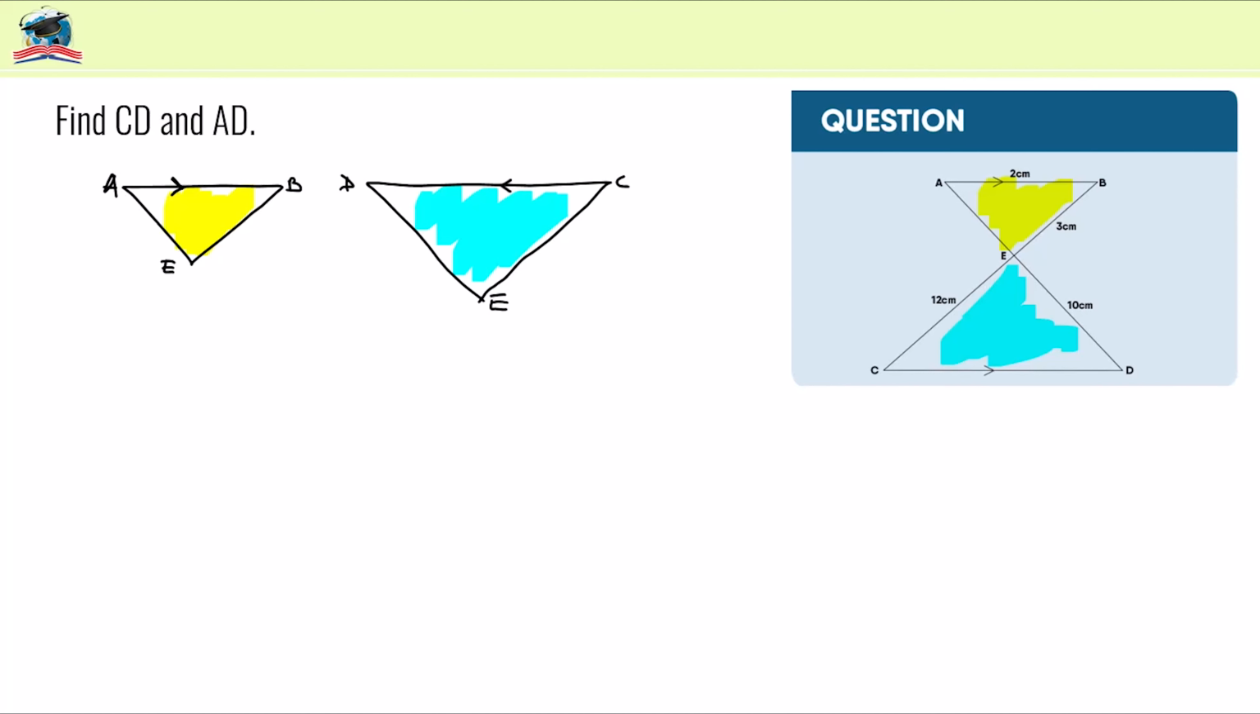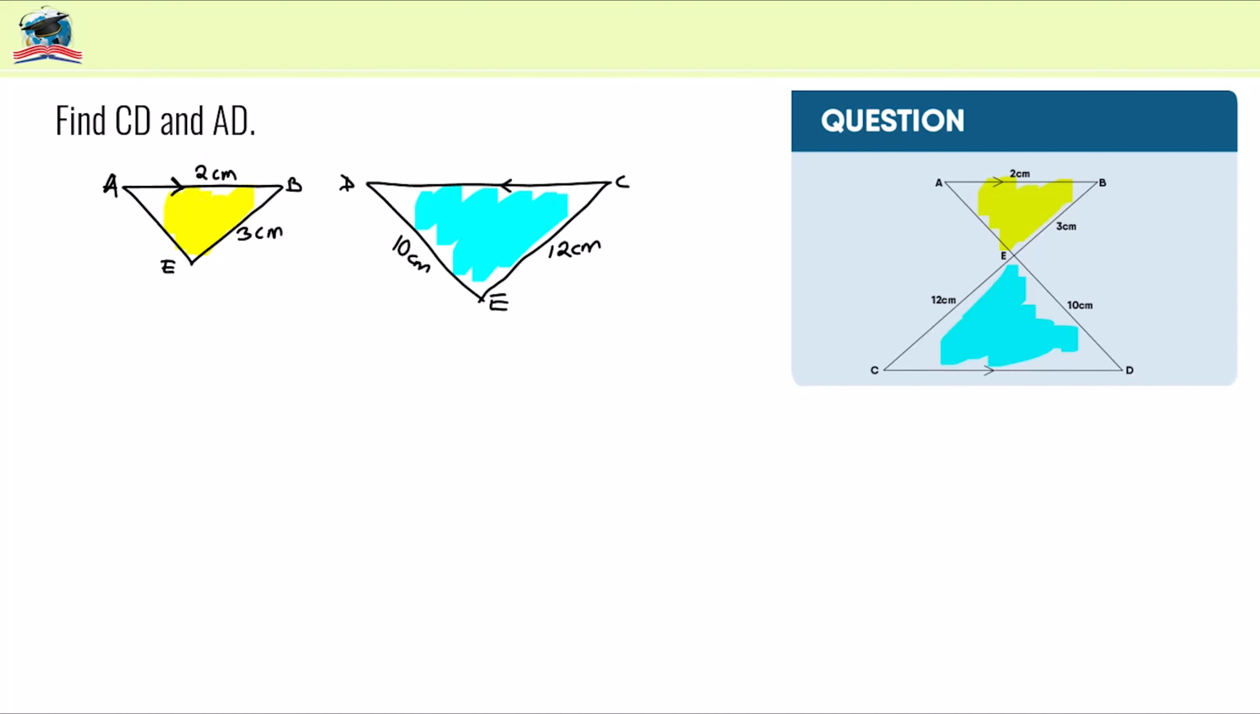So here we've got AE. AE, we don't have it. We've got BE, which is 3, so we've got 3 centimeters here. What else do we have? We have CE, and CE is 12, so we've got 12 centimeters there. And then we've got DE as 10, because this is 10 centimeters. Good. What else do we have? Oh, yes, we've got AB. AB is 2. We've got here 2 centimeters.